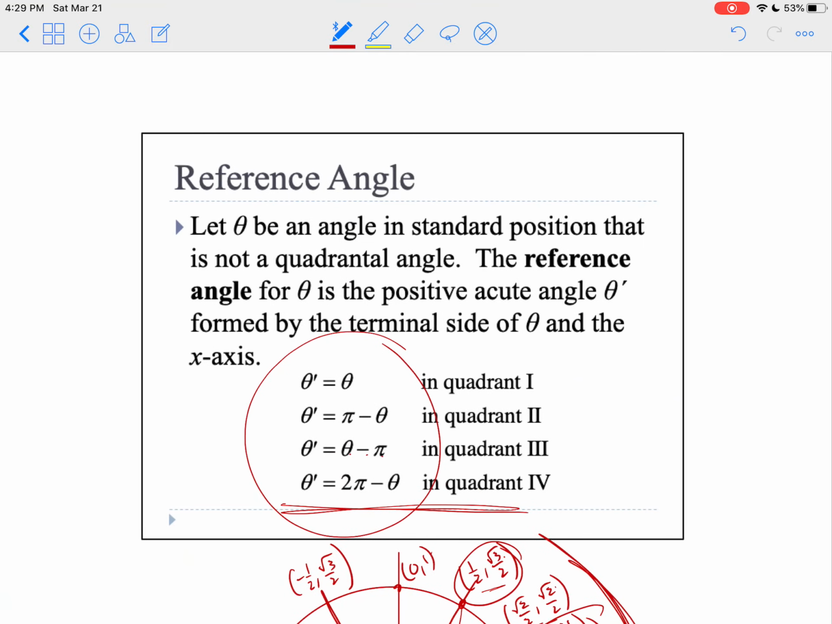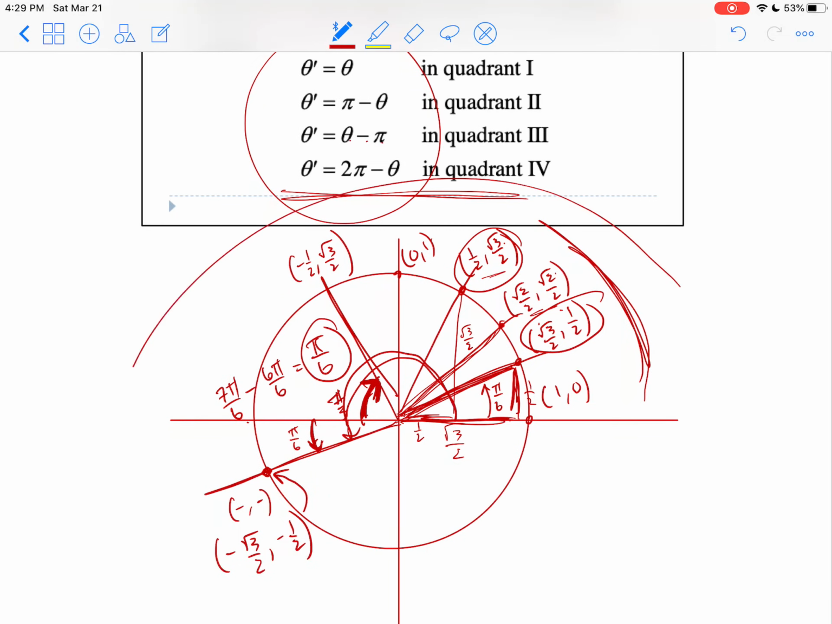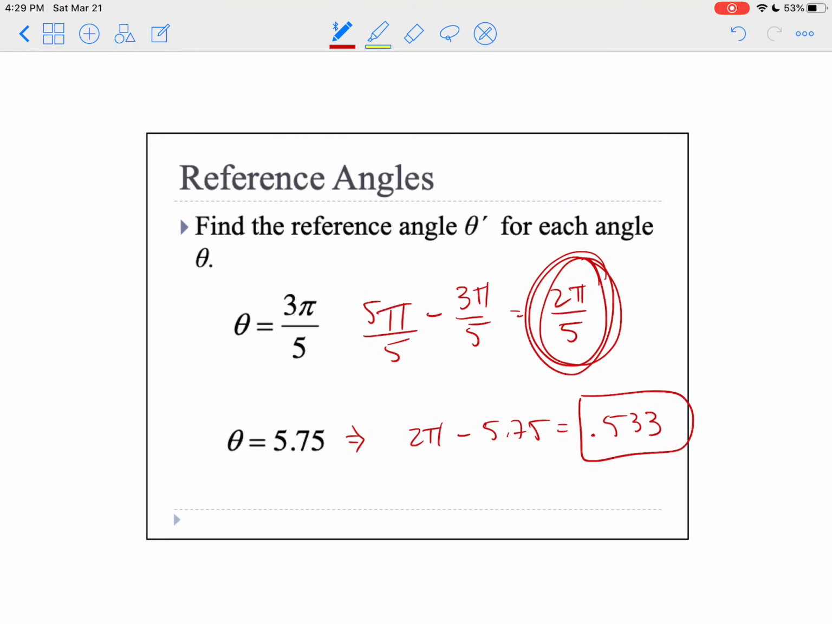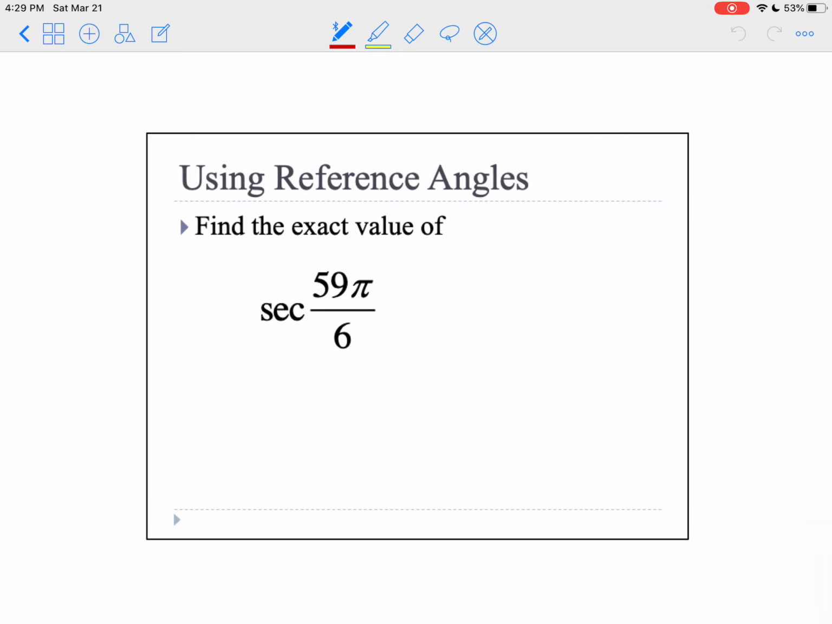And again, the bigger picture here is being able to do what we talked about here, which is know which angle in the first quadrant we're referencing when talking about an angle in another quadrant. So that is reference angles for you. Let's use it to find the value here.